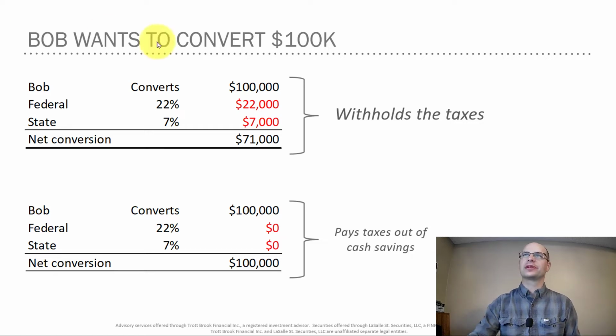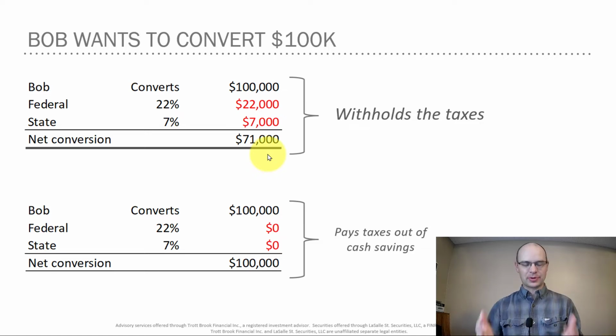So for example, let's say Bob wanted to convert $100,000 of his pre-tax retirement accounts, and we'll just assume he's going to be in the 22% federal bracket, 7% state income tax. So $100,000 converted, assuming he withholds the taxes, is only going to net him $71,000. So it's nice to get it into the after-tax bucket where it's tax-free forever, but he's taken a pretty big haircut to do so.